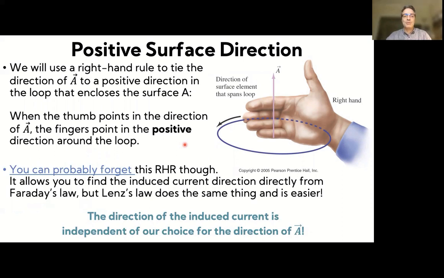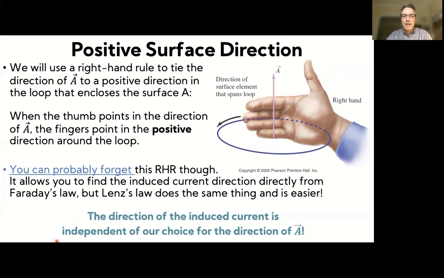And if you do that and you work everything through consistently, then things work out all right. But I don't think you actually need to remember this right-hand rule. This is what we used to go from Faraday's law directly to figuring out what the direction is of the induced current for magnetic induction. And actually then we've seen Lenz's law is doing exactly the same thing, and Lenz's law is actually a lot easier to figure out in most cases. And so it doesn't even matter necessarily which direction you choose, because we also saw that the direction of the induced current is independent of our choice for the direction of that vector A. Okay, and so I think this right-hand rule is probably not terribly important, and you can probably forget.